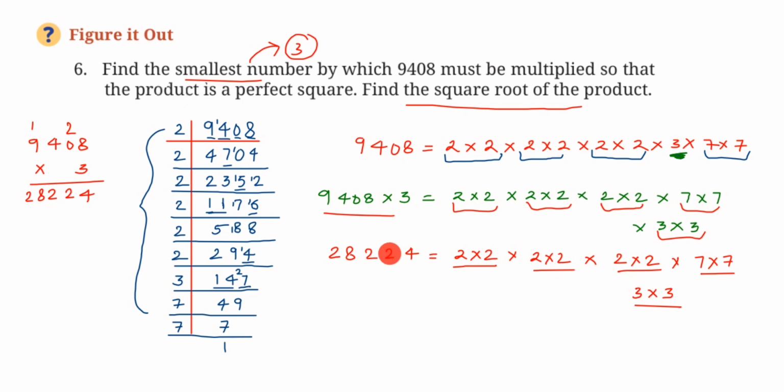So the square root of 28,224. How to find the square root? From each pair you take one factor. Like from here I'll take one 2. From the second pair I'll take another 2. From the third pair I'll take another 2, and then we have one pair of 7. So from there you take one 7, and we have one pair of 3. So take one 3. Now multiply these numbers. 2 times 2 is 4. 4 times 2 is 8. 8 times 7 is 56. 56 times 3 is 168. So the square root of this number is 168.